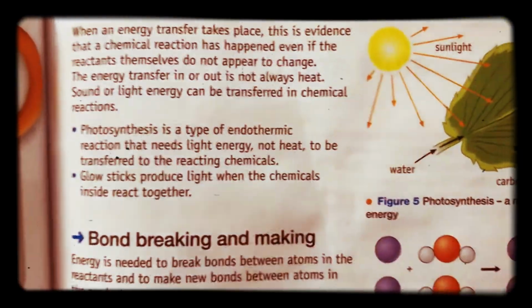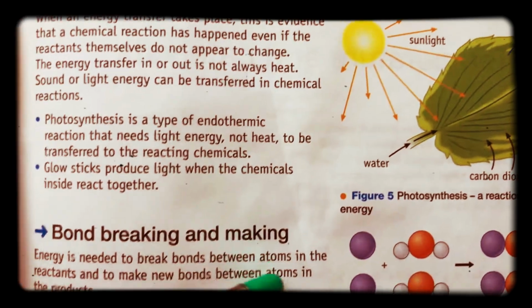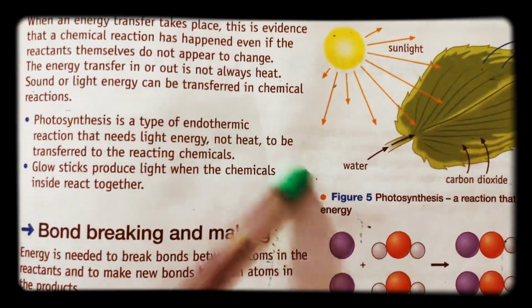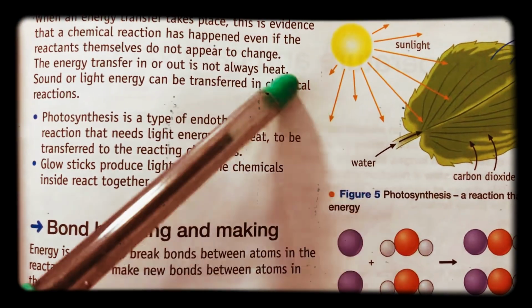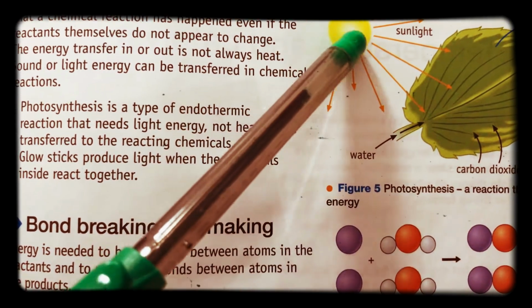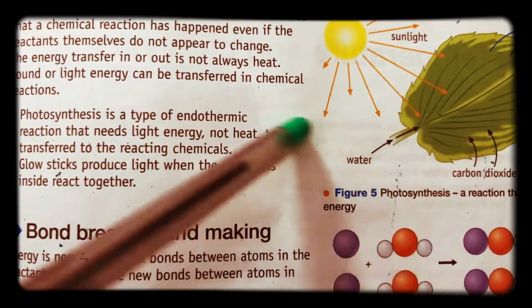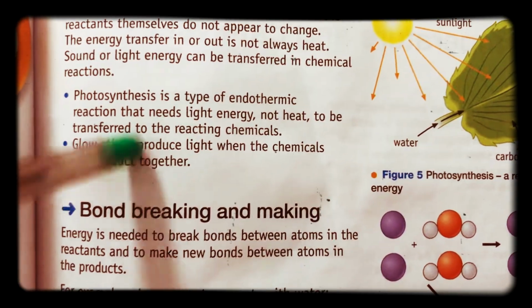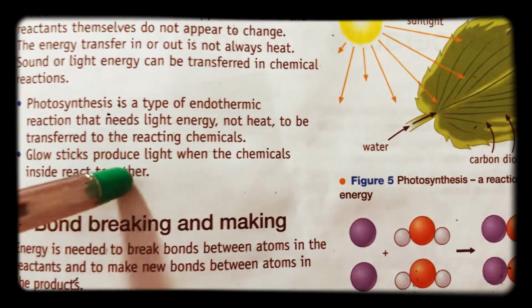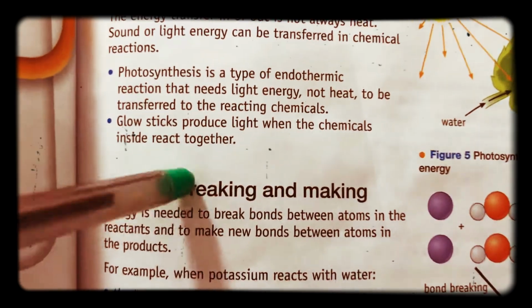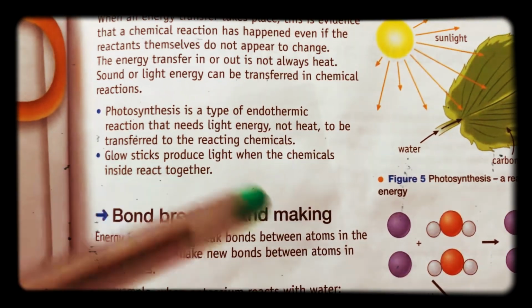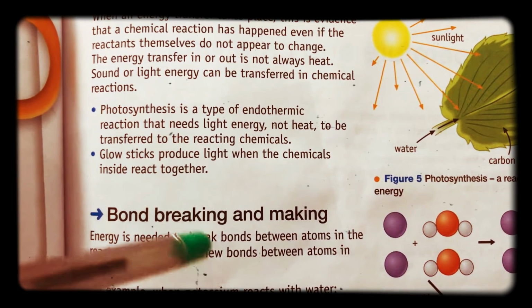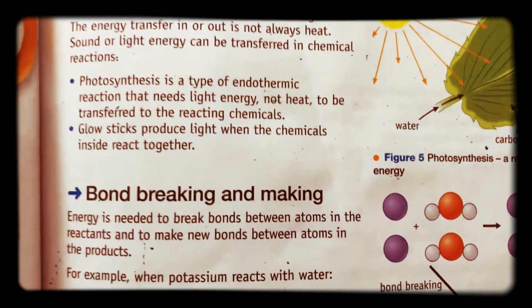So the second thing that I'm going to talk about, which I have talked about in the videos that I've made, is that photosynthesis is an example of an endothermic reaction because it absorbs the radiation, the sunlight, and that's energy being transferred. And also glow sticks, which you see at parties and celebrations, produce light when the chemicals inside react together, so that would be an exothermic reaction.